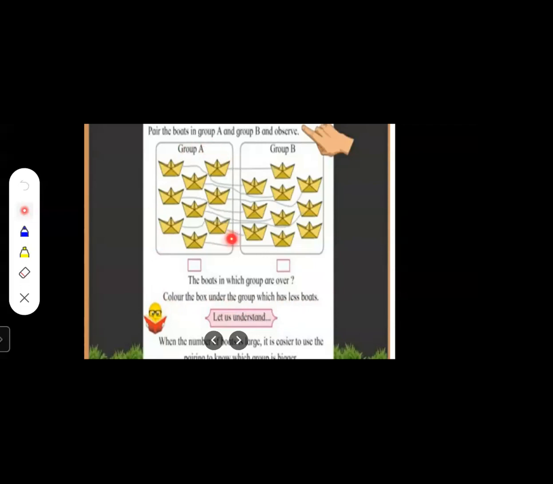So which group are we going to color, students? Yes, here the boats are finished. It means it is fewer, and one boat is remaining. It means it is more. So we will color this box, right? Because here there are fewer boats. So let's color this one. So see, here there are fewer boats and here more. Okay.